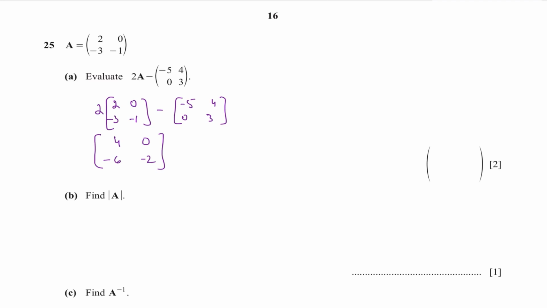Just got to be careful here. 2 times 2 is 4, 0, minus 6, minus 1. Yeah, no harm in double checking. Minus 5, 4, 0, 3 as it is. So 4 minus minus 5, that's going to make it 4 plus 5, which is equal to 9. 0 minus 4 is equal to minus 4. Minus 6 minus 0 will just remain minus 6. And what do we have next? Minus 2 minus 3, so that's going to be minus 5.